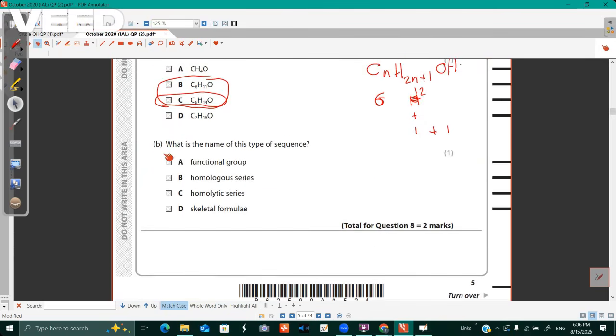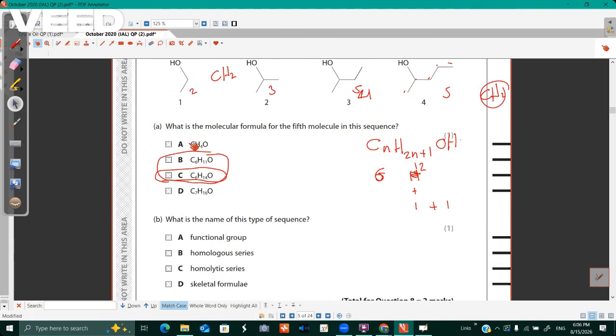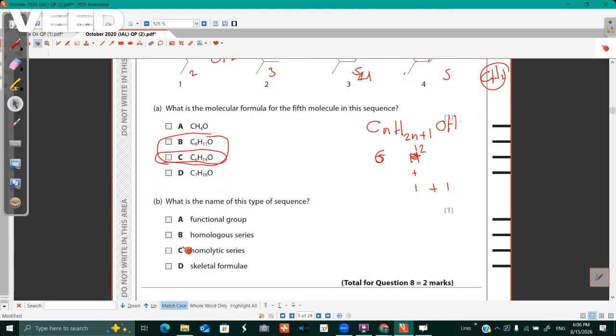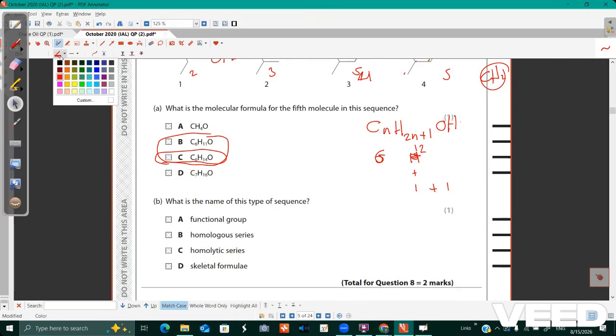This is the answer. What is the name of this type of sequence? I told you, remember? All our knowledge. Homologous, what is the name of this type of sequences? Functional group, homologous series, homolytic series. Homolytic series we haven't heard. Skeletal formula something else. Functional group nothing. Homologous series.